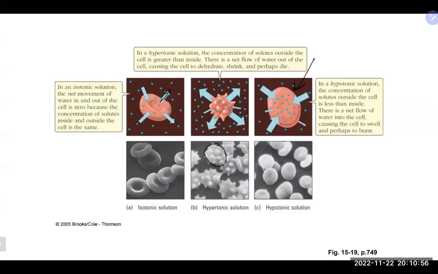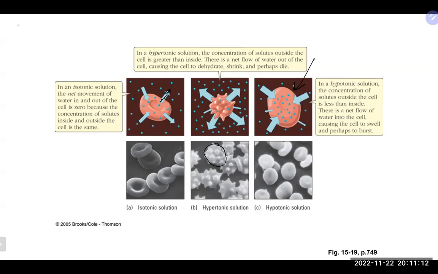So if there's our go. So this is isotonic. We have nice even flow. Hypertonic, everybody's flowing out of the cell, so it's going to shrink like a donut hole. And then we got our guys flowing in there in a hypotonic solution, going to pop like a jelly donut.